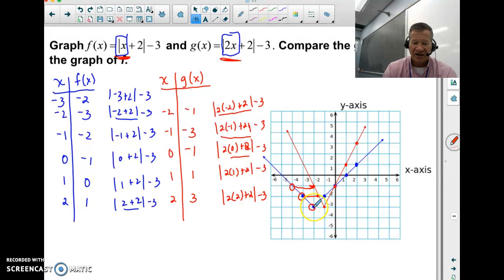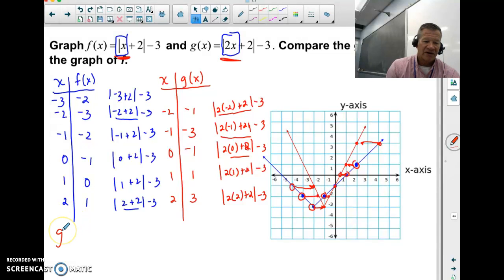-2 here moved to -1. -1 here moved to -0.5. 0 stayed at 0. 1 moved to 0.5. 2 moved to 1. And this point, 4 moved to 2. Everything got cut in half.